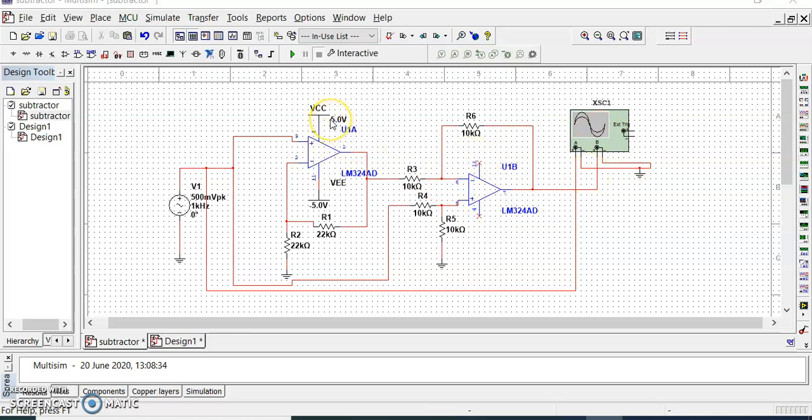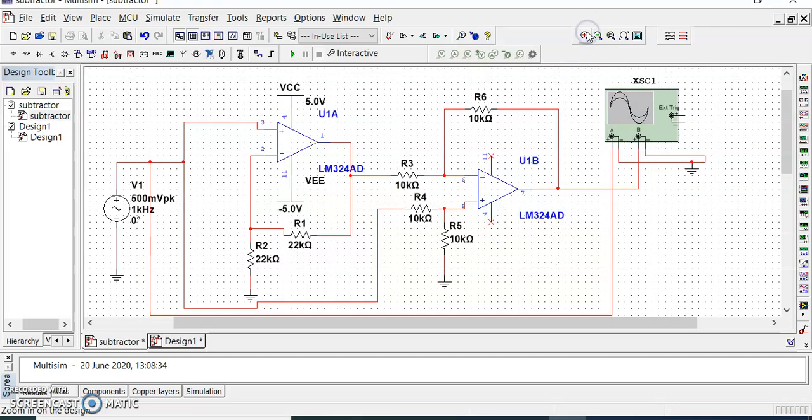So I have applied plus VCC to the 4th pin, and I have applied VEE to the 11th pin. Okay, 11th pin here. This one is the 4th pin. I'm going to zoom it for understanding purposes. So 6, 5, 4, 11. I have flipped this second op amp for simplicity. Okay, now I'm going to simulate this circuit.